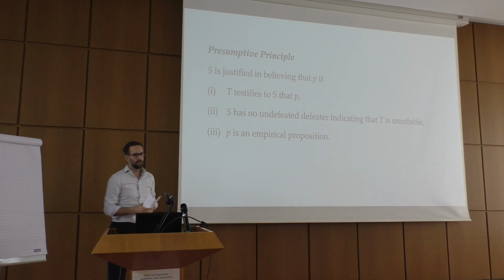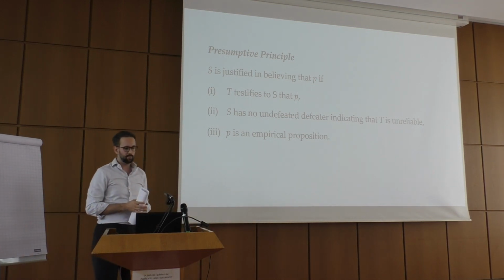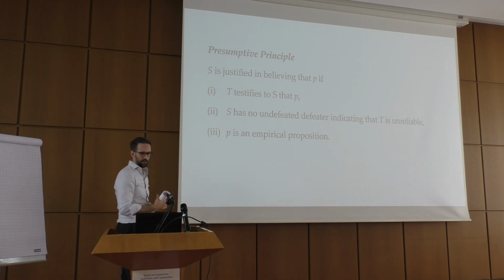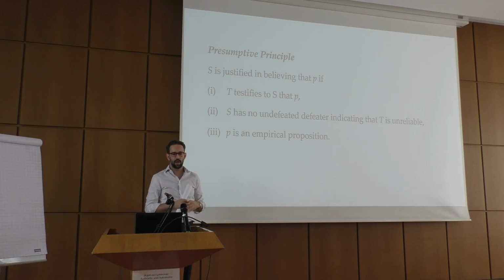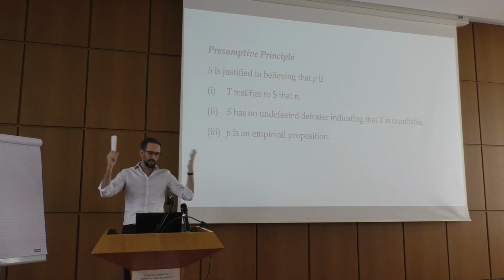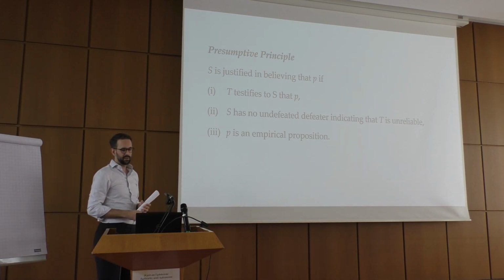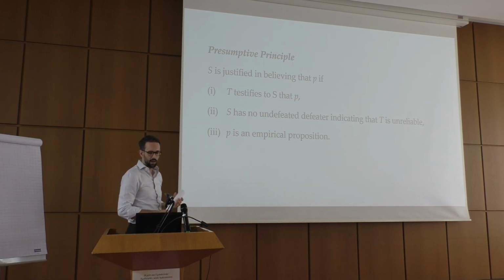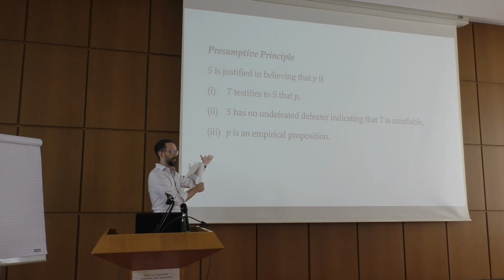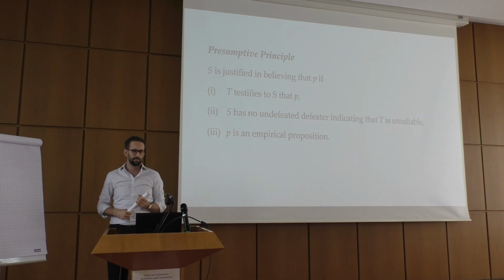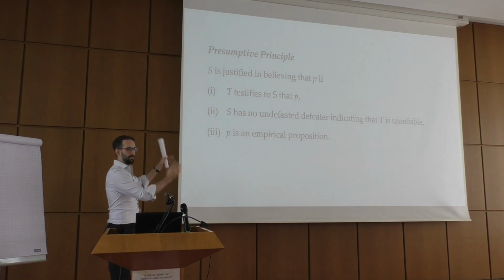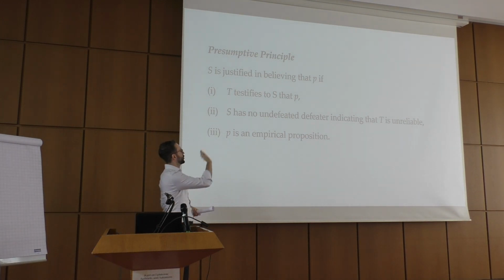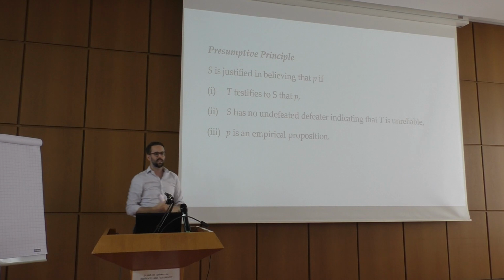So the idea would be, S is justified in believing that P if, so we get a sufficient condition here, T testifies to S that P, and then here comes the presumptive idea, S has no undefeated defeaters indicating that T is unreliable, and then because we only want this for empirical testimony, P is an empirical proposition. Something like that in the literature is sometimes put in terms of a right to accept.